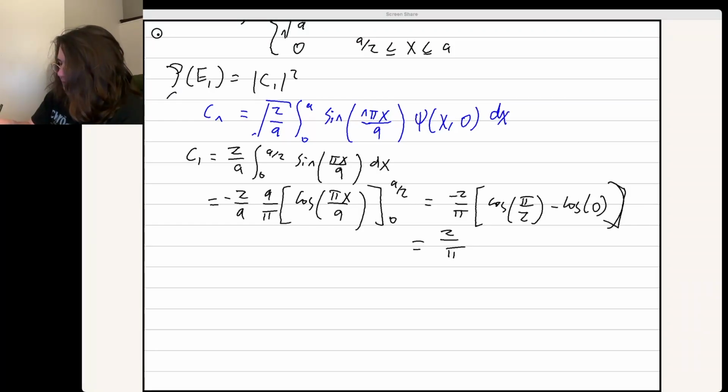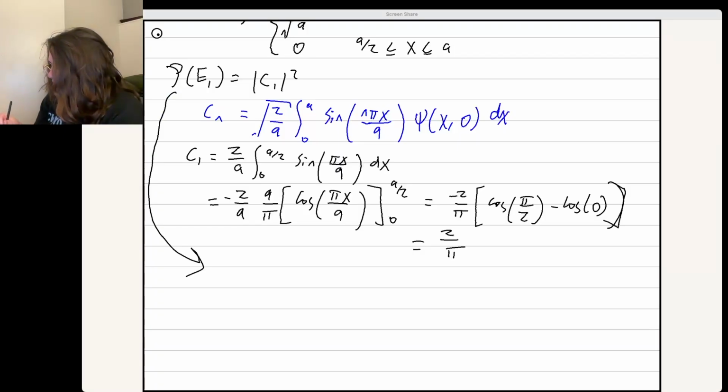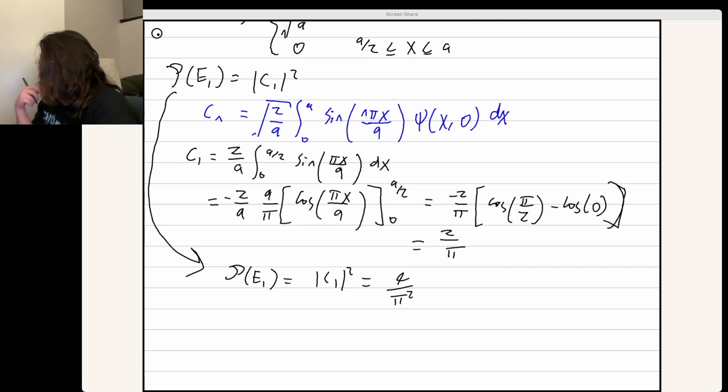Finally, using this formula up here, we can calculate the probability that we find it in the first energy state as being C1 squared, which is 4 over pi squared. And I didn't think to actually get a number for that, so about 0.4, so 40% chance you find it with the first energy, just for the wave function that is constant on the left side of the box. All right.